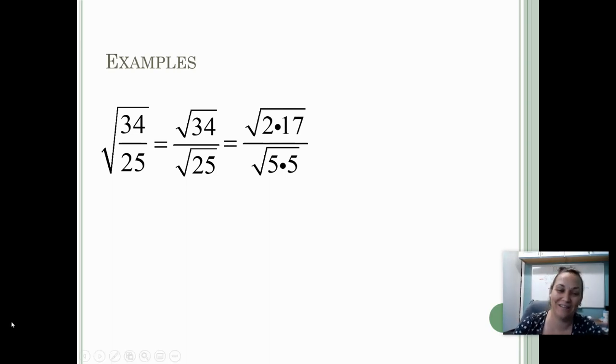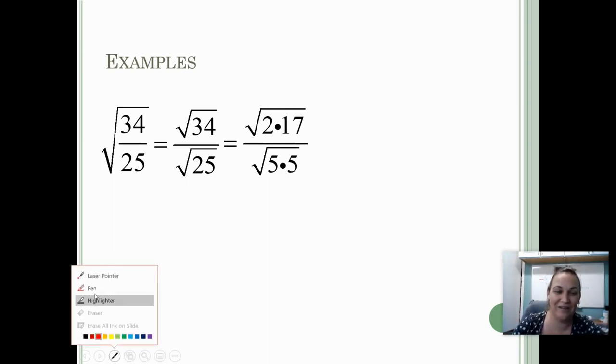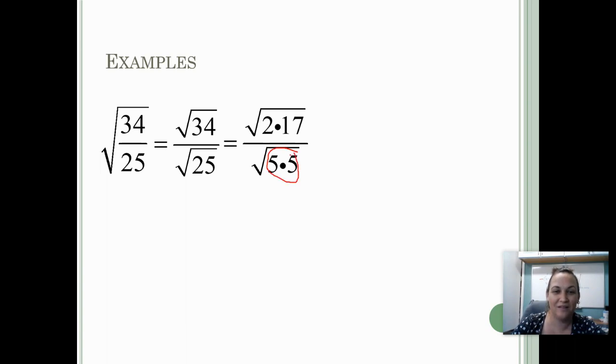Now you should notice that the bottom was a perfect square. On the bottom, we have this pair of fives. So one 5 is going to go out here. Now, when the 5 goes on the outside, it's outside the radical, but it still needs to be under the fraction bar. So don't let it magically float to the top. Keep it under your fraction bar. This 5 is gone.